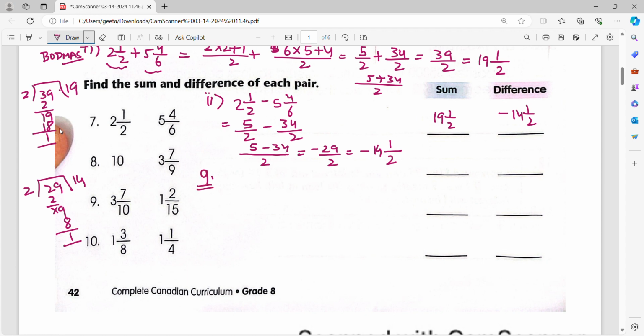Okay, so question number 9. There are two mixed fractions given to you. One is 3 and 7/10, another is 1 and 2/15. We have to find the sum now. Can you convert these mixed fractions into normal ones? What would it be, tell me.